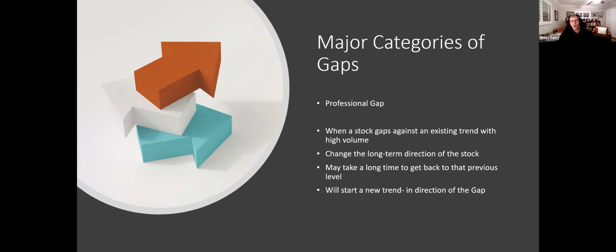So if you see one where it's been moving one way or the other, and then it reverses the opposite way with high volume, then I would be looking at and evaluating it for a reversal in the trend. So that's a professional gap.